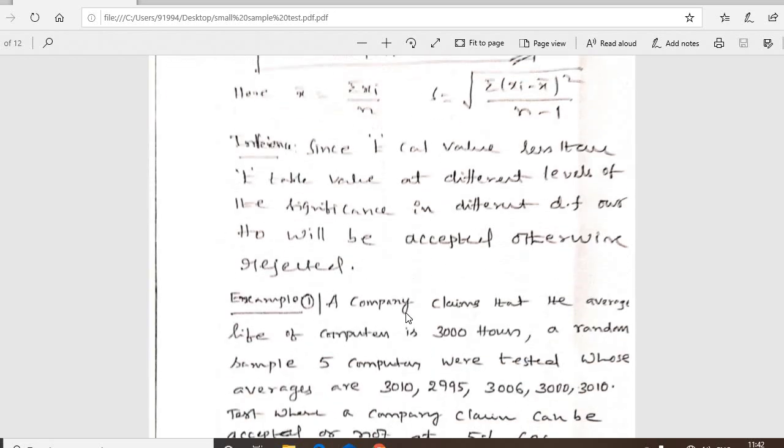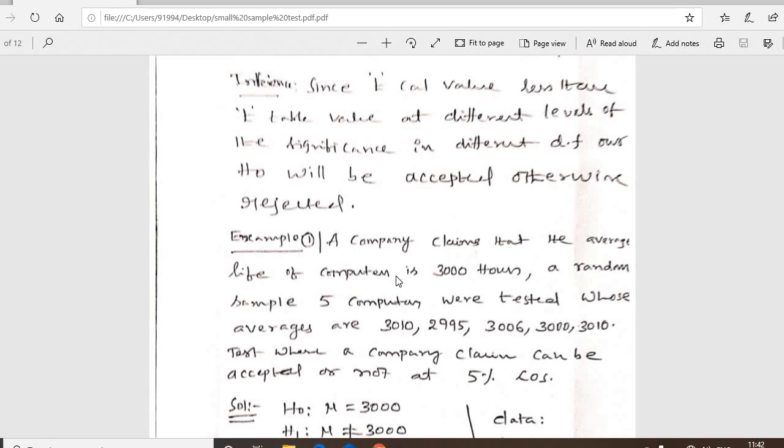null hypothesis. So, for example 1: a company claims that the average life of a computer is 3000 hours. A random sample of 5 computers was tested, whose lifetimes are given: 3000, 3110, 2995, 3006, 3000, 3010. Test whether the company's claim can be accepted or not. Test at 5% level of significance. So this is the table value already given, otherwise it is available in the t table values.